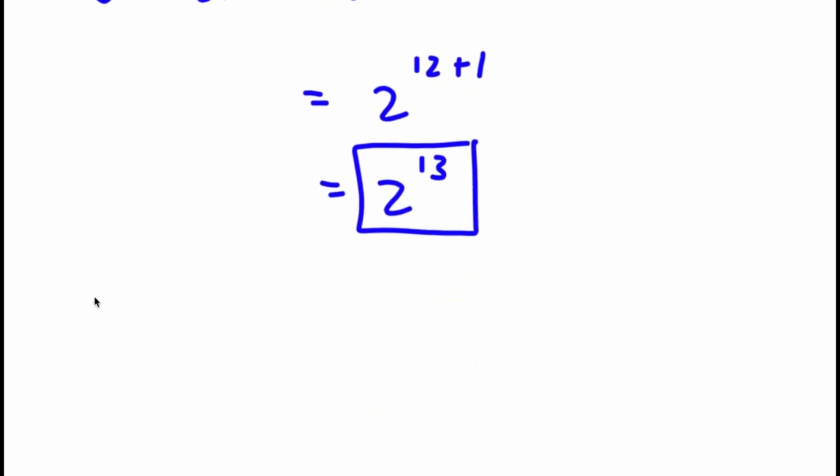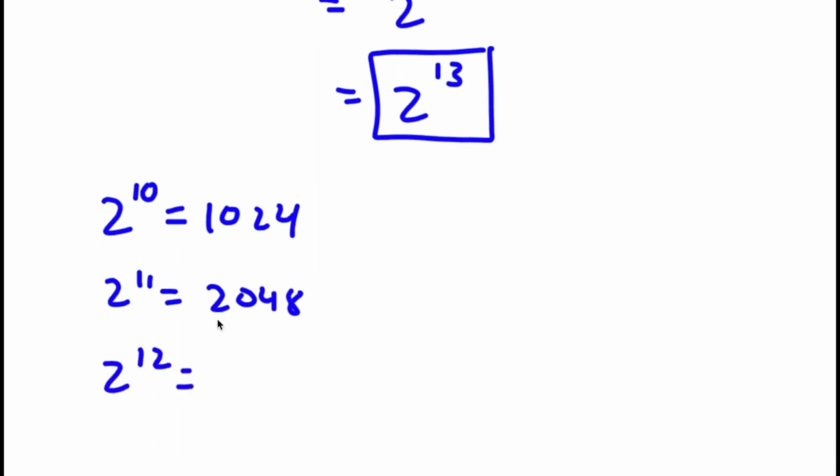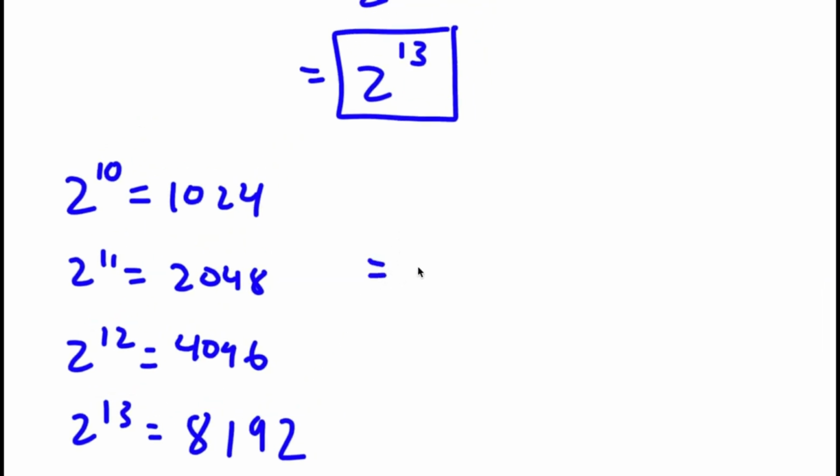So we know that 2 to the power of 10, this is equal to 1024. So 2 to the power of 11, this is going to equal double of 1024, which is 2048. And 2 to the power of 12, this is double of 2048, which is 4096. So 2 to the power of 13, this is going to be double of 4096, which is going to be 8192. So 8192 is my answer.